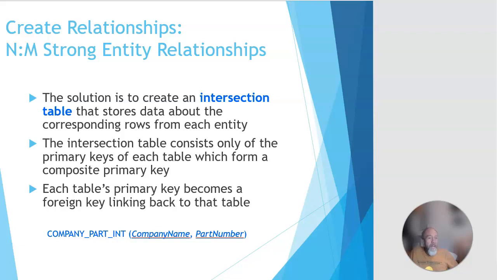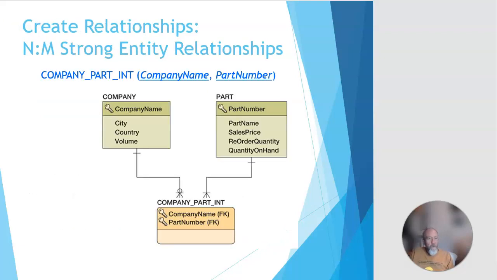A lot of times it has the name of both of the tables that it has relationships with in the name of the table. So like the company and part table, where they relate together, might be the company part table. Or in this case, we're using the term company part int, or intersection. And what do you do there?